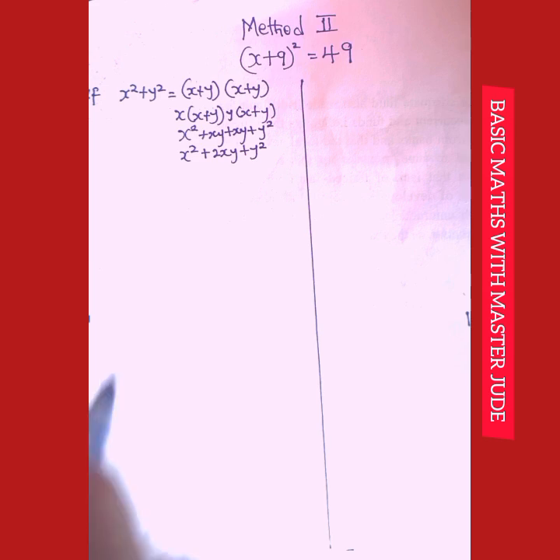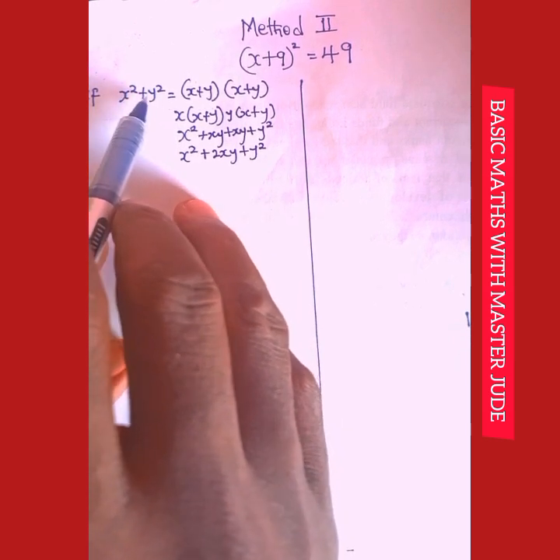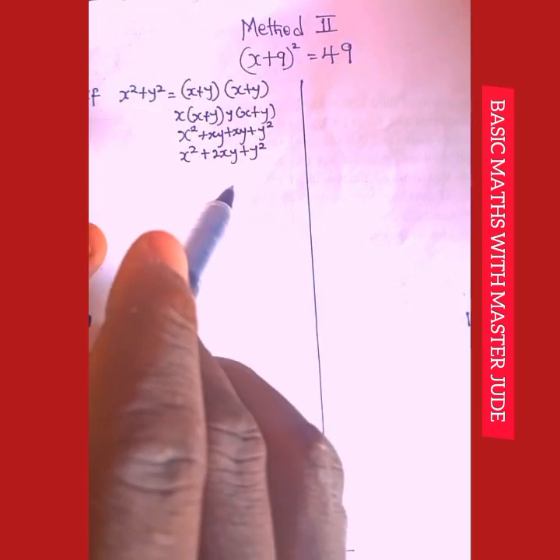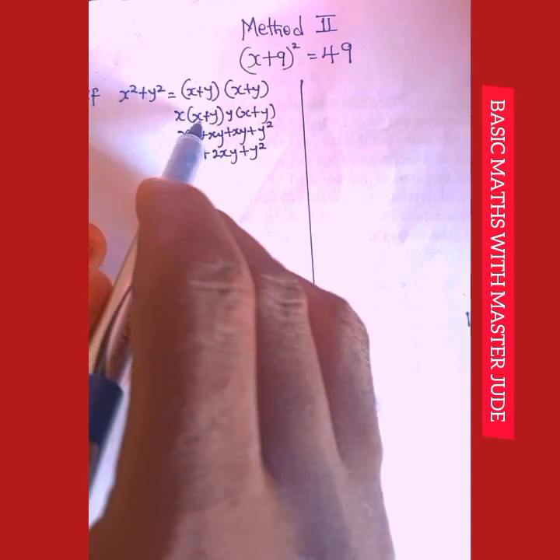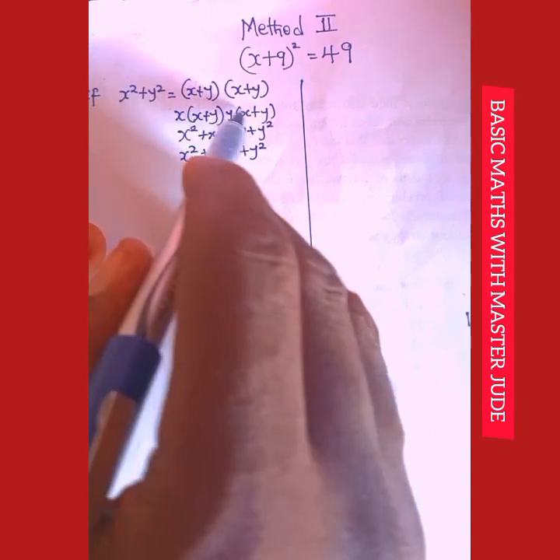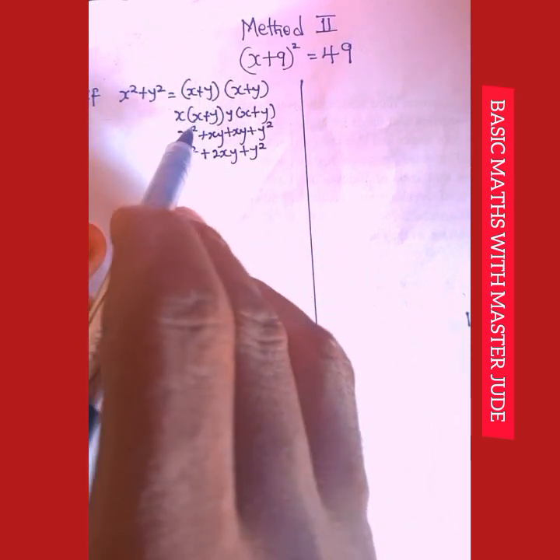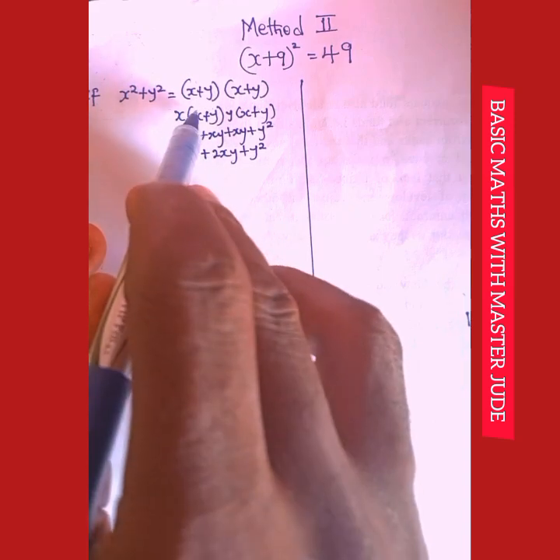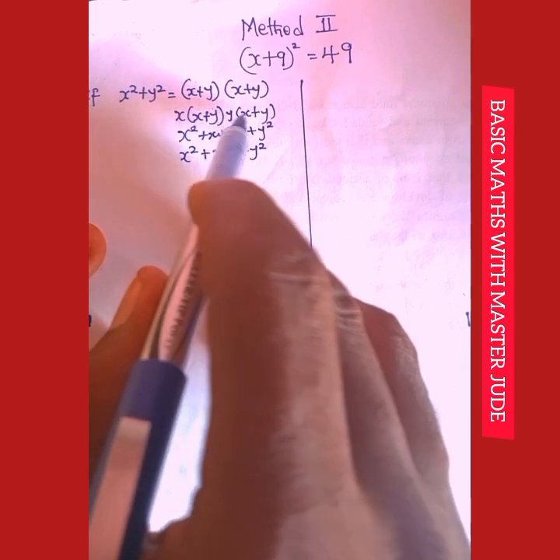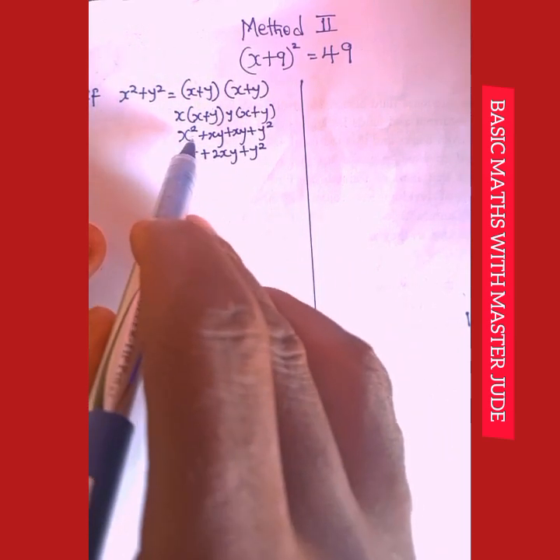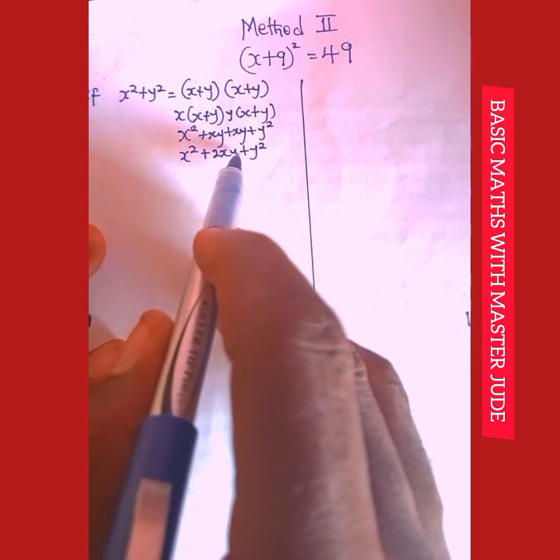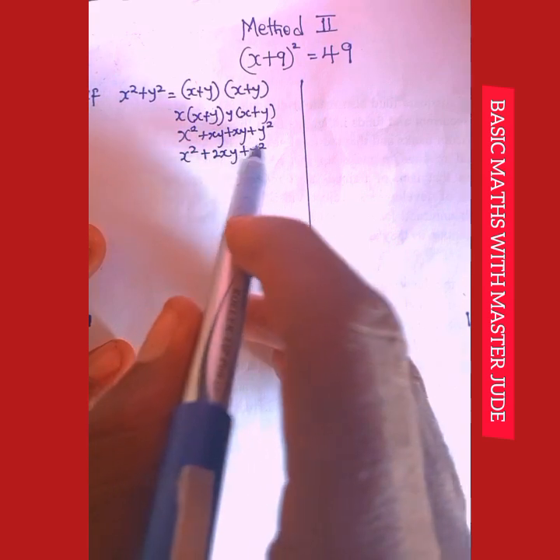Now from our knowledge, if you have (x + y)², this is just like telling you (x + y)(x + y). Watch. I'm using this x to multiply x + y, and I'm using this y to multiply x + y. x times x gives x², x times y gives xy, y times x gives xy, and y times y gives y². Then I have x² + xy + xy + y², and xy + xy gives 2xy. So I'm having x² + 2xy + y².